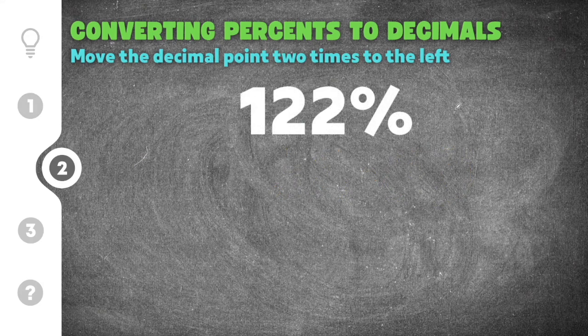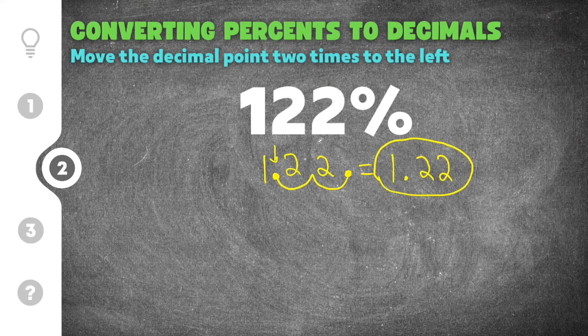Moving on to the next problem. This problem gives us 122%. We're going to rewrite the number as 122. I know my decimal point is right here, and I have to move it twice to the left because this is a percentage and we have to divide by 100. So I'm going to go once, twice to the left, and my decimal point ends up in between the 1 and the 2. So I'm going to rewrite this as 1.22. And this is going to be our decimal for 122%. So 122% as a decimal is 1.22.